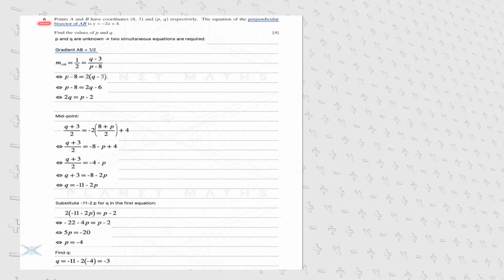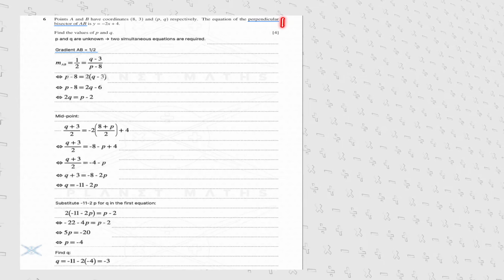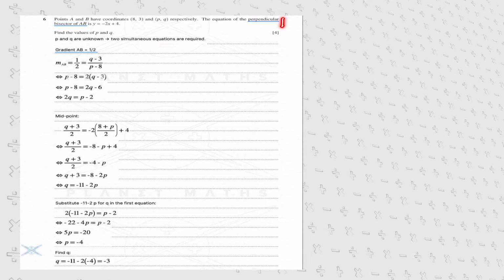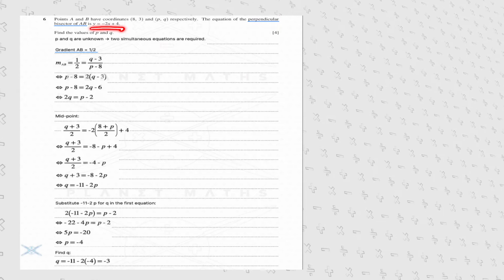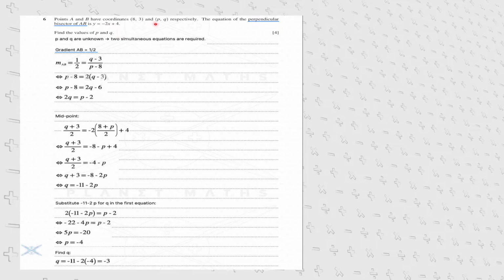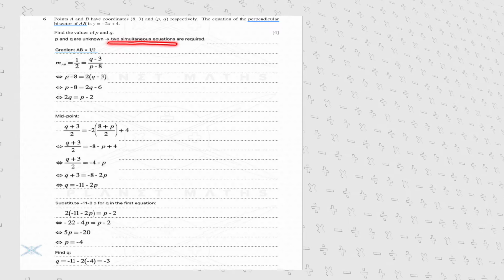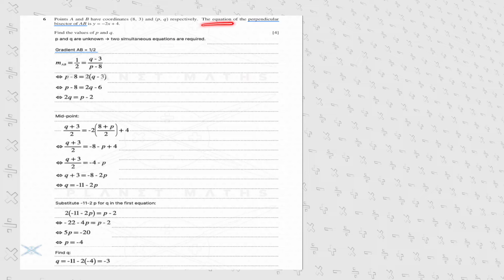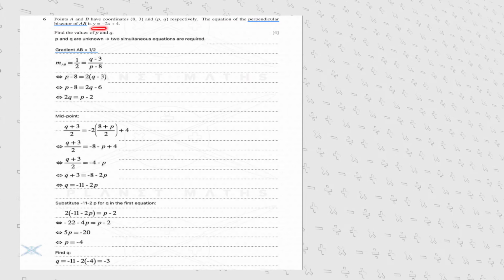Next on to exercise 6, where it is stated that points A and B have coordinates 8, 3 and P, Q respectively. Furthermore, the equation of the perpendicular bisector of AB is represented by the equation y equals negative 2x plus 4. It's our task to find the values of P and Q. Since P and Q are both unknown, we will have to set up two simultaneous equations in order to find their values.